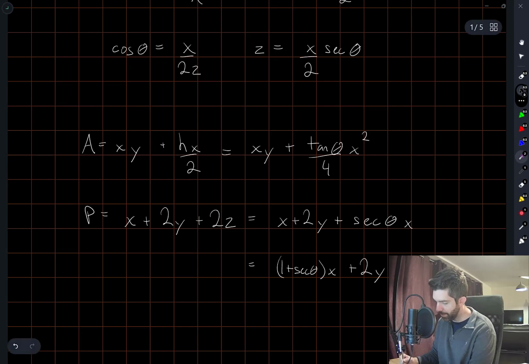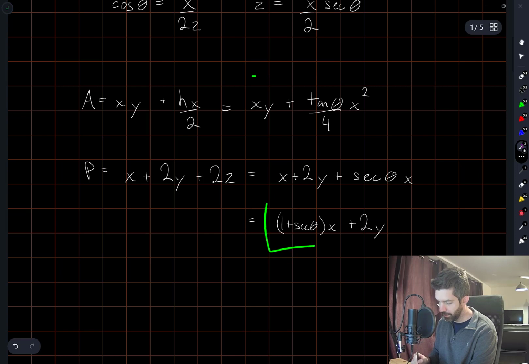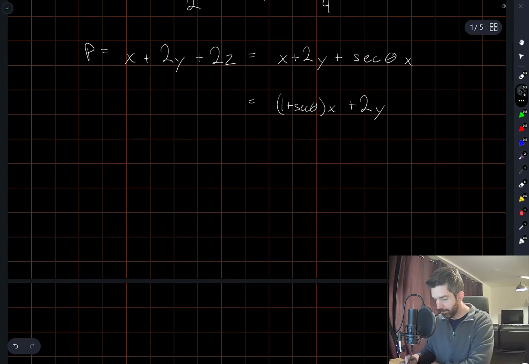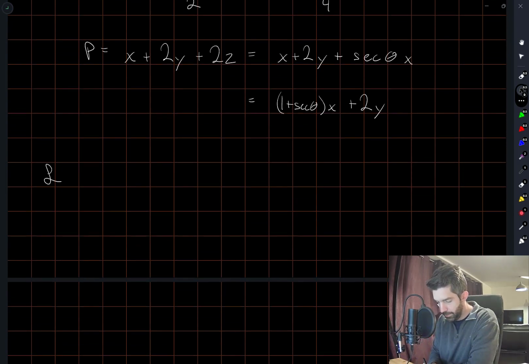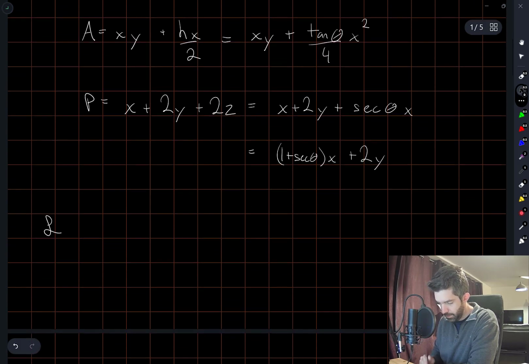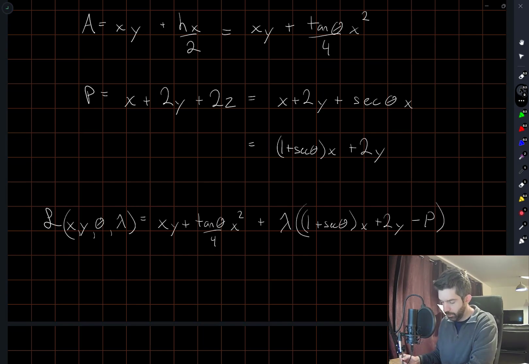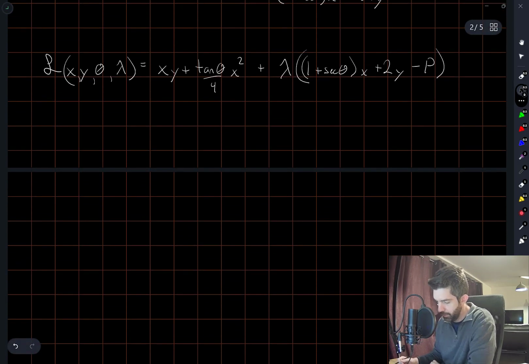All right, so we want to maximize this quantity subject to this quantity being fixed and equal to a given constant P. So I'll write out this function of three variables, x, y, theta, and I guess I'll introduce the Lagrange multiplier immediately, call it lambda. That's what we get. And I want to take partial derivatives and set them equal to 0.